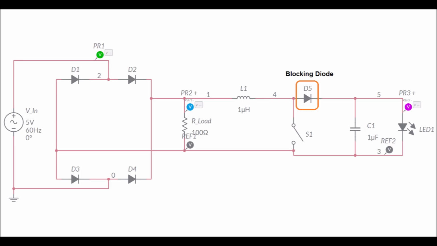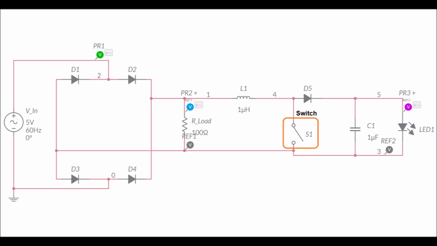Now here we have this blocking diode. This diode ensures one-way current flow. It prevents stored energy from flowing back toward the generator, which protects the rectifier and source from reverse discharge. This is especially important in renewable energy systems where input power is not constant or reliable.